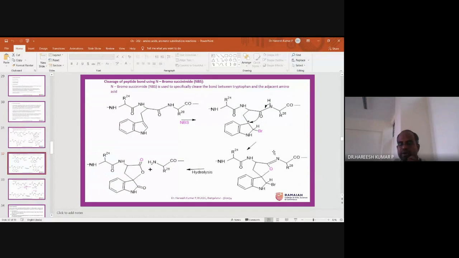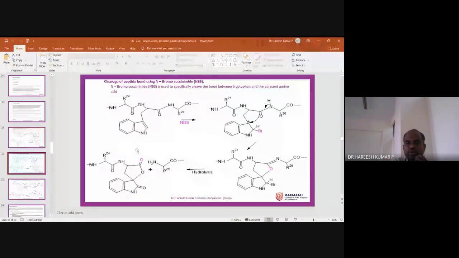Once there is imine formation, this can be hydrolyzed. Hydrolyzed means this carbon gets converted into CO, and this nitrogen gets converted into NH2. So that is how two fragments are obtained. What you need to remember: in the case of hypobromide, tyrosine and the adjacent amino acid are cleaved. In the case of NBS, tryptophan and the adjacent amino acid are cleaved. You have to remember only tyrosine for hypobromide, and only tryptophan for NBS. Just by remembering these two, if you are able to write a dipeptide and write these steps, then it will be clear.